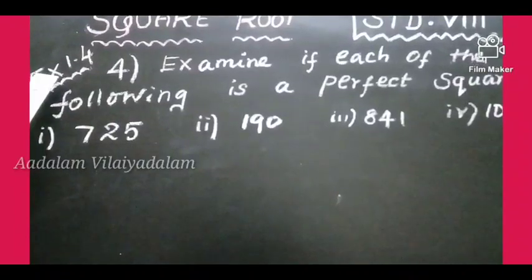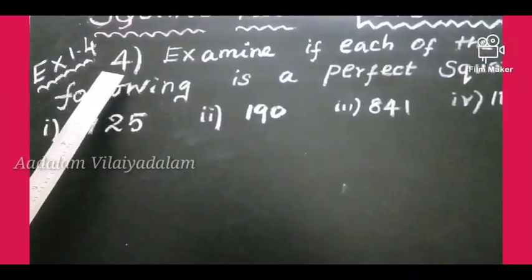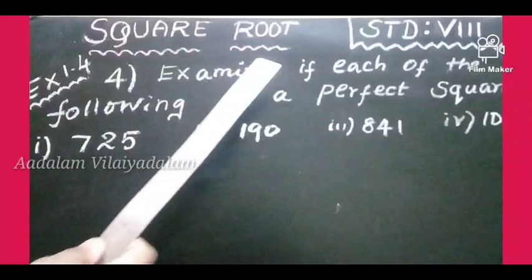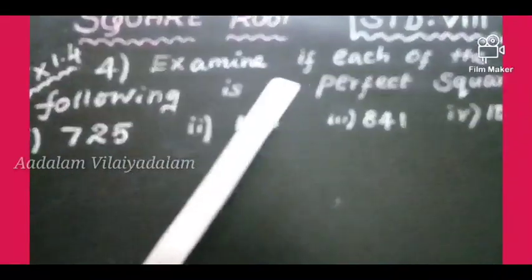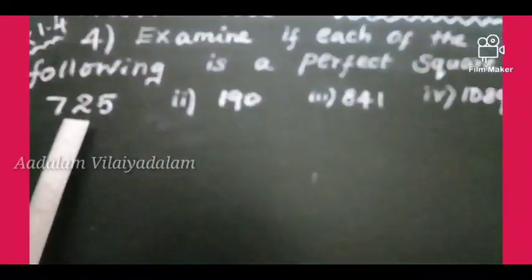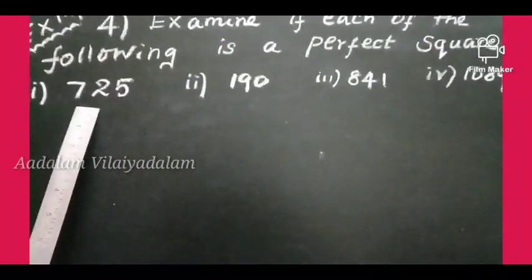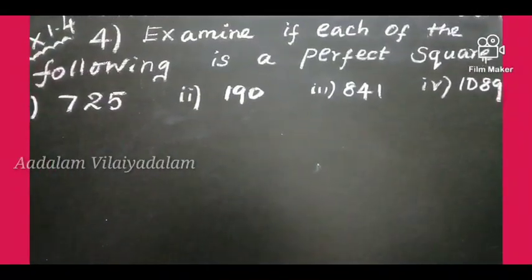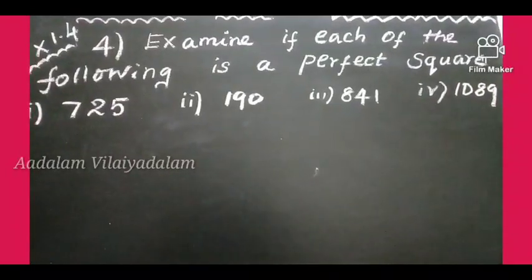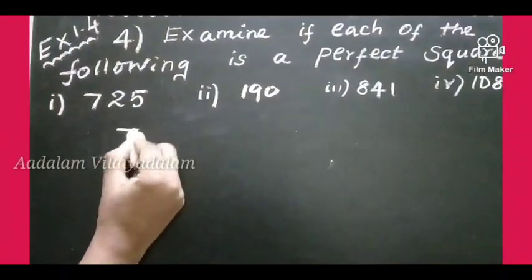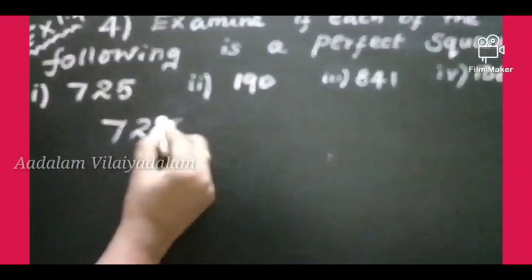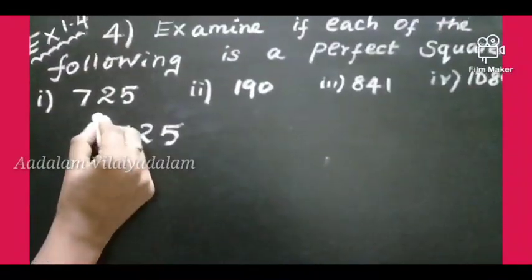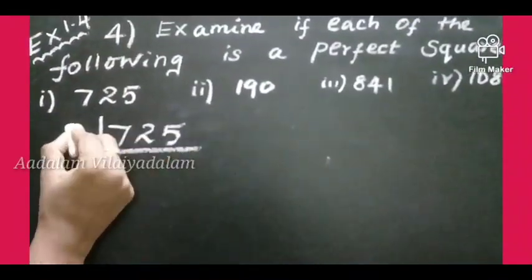Let's move on to exercise 1.4, fourth question. Examine if each of the following is a perfect square. The first one, 725. Using the prime factorization method we can find out whether 725 is a perfect square or not. So 725, if the last digit is 5, the number is divisible by 5.